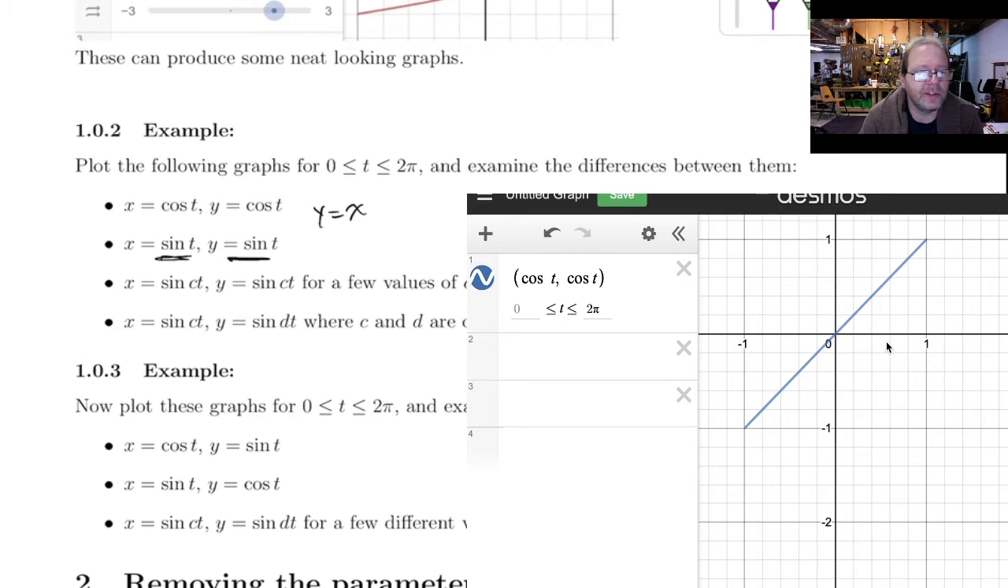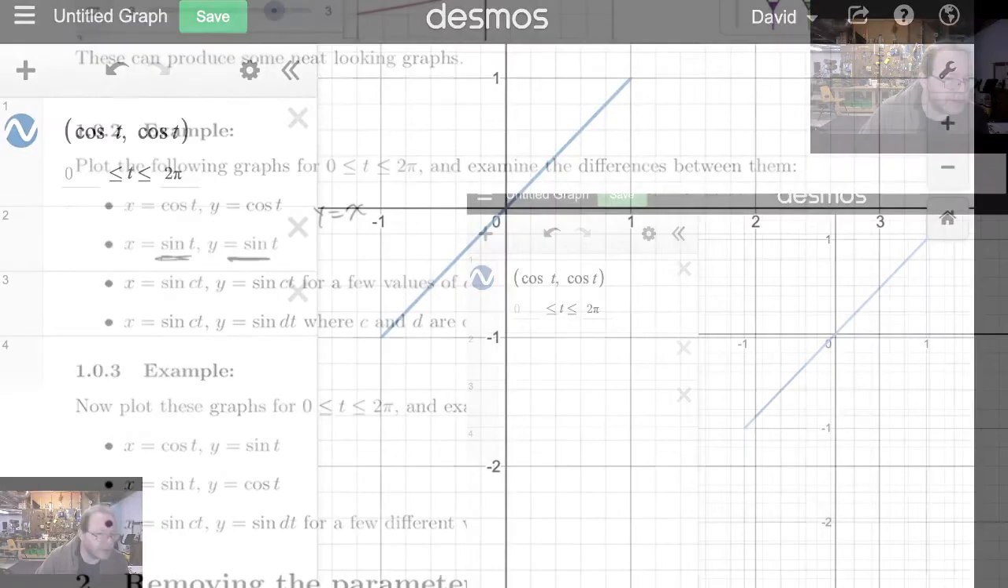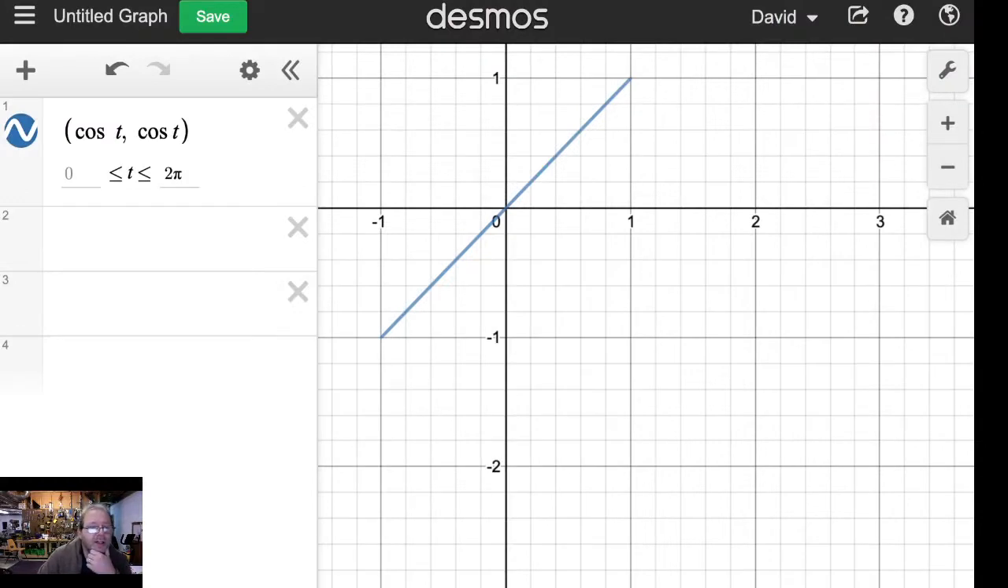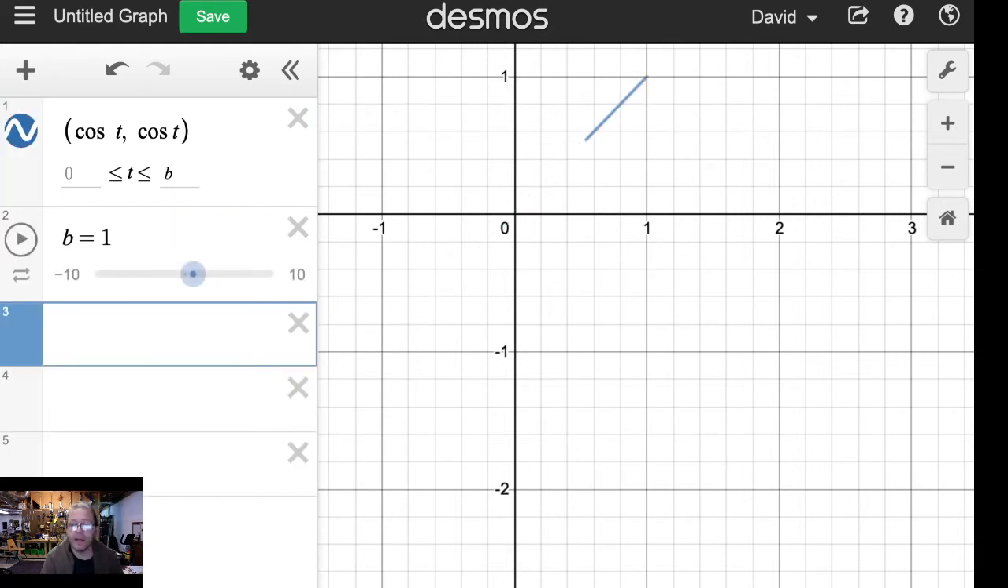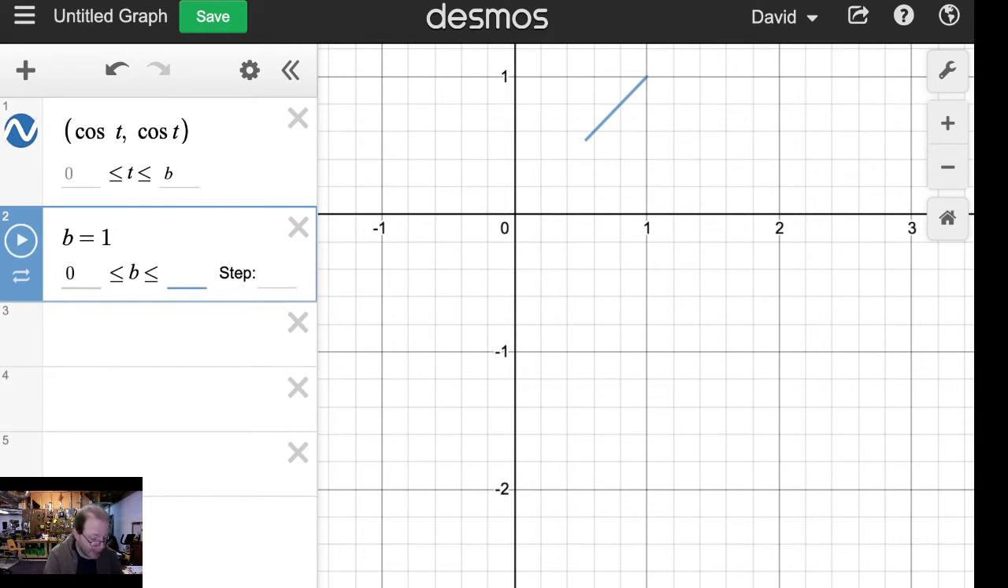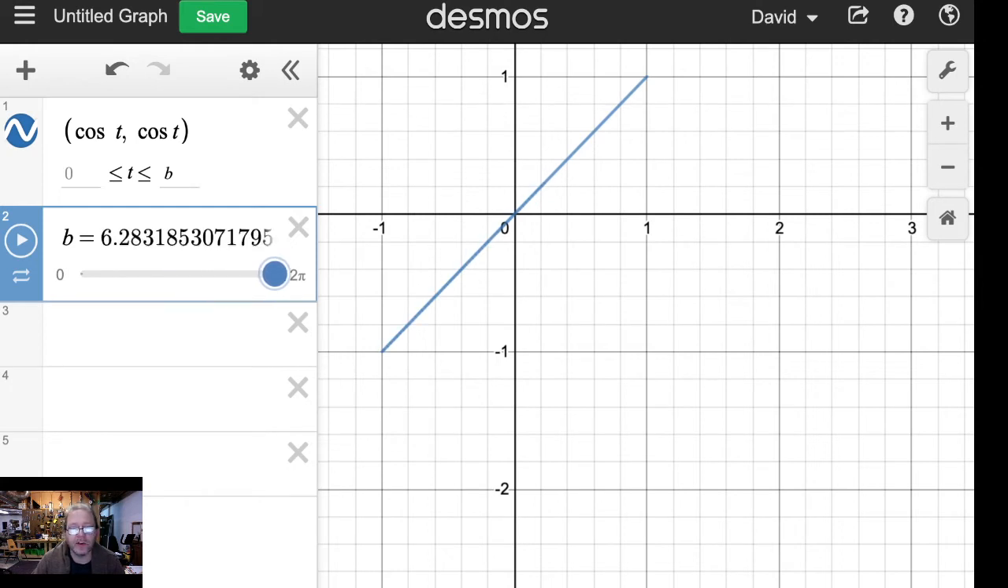So what's the difference in those two? Well, let's come over here and look at it on Desmos. So I'm going to make this bigger. So we've got cosine t, cosine t. If I change this over here to b, and I'll let b range from 0 to 2 pi, then notice up here, starting at the top, it goes from up there down to the origin, then down to -1, -1. And we can't really see what's going on here, but it goes back up to the top.